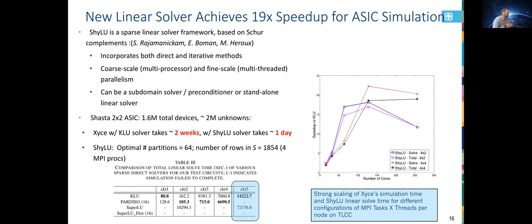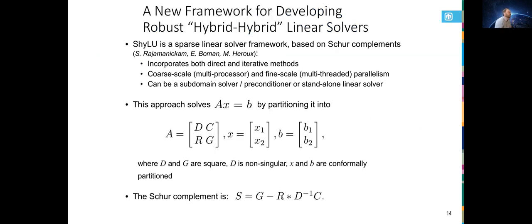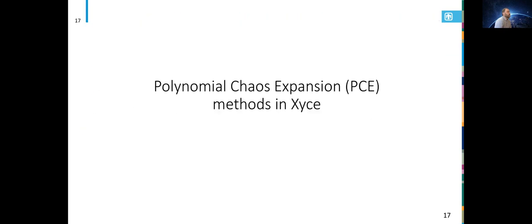I actually meant for this talk to mostly be about other things, but I thought I'd say a few things about that. So I'm going to take a total left turn here and talk about something called polynomial chaos expansion methods in Xyce. I had a research project on this topic that ended fairly recently, so it's on my mind, and that's part of why I'm talking about it.